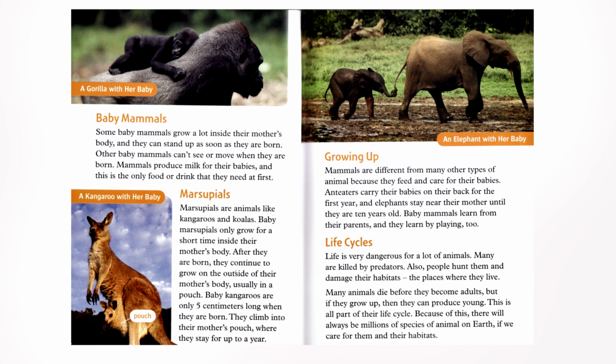Many animals die before they become adults, but if they grow up, then they can produce young. This is all part of their life cycle. Because of this, there will always be millions of species of animal on Earth, if we care for them and their habitats.